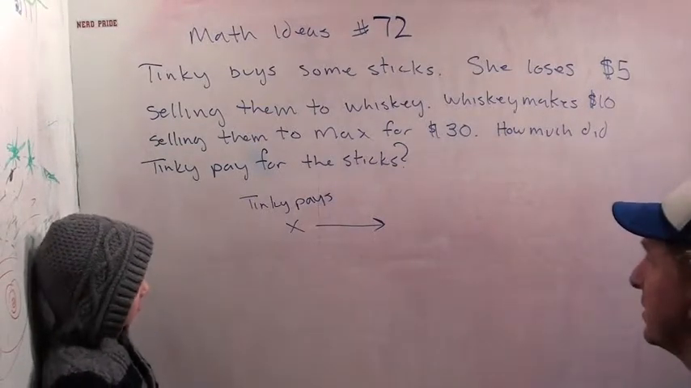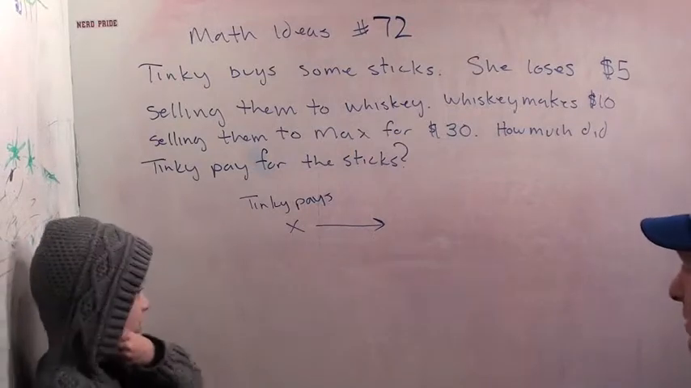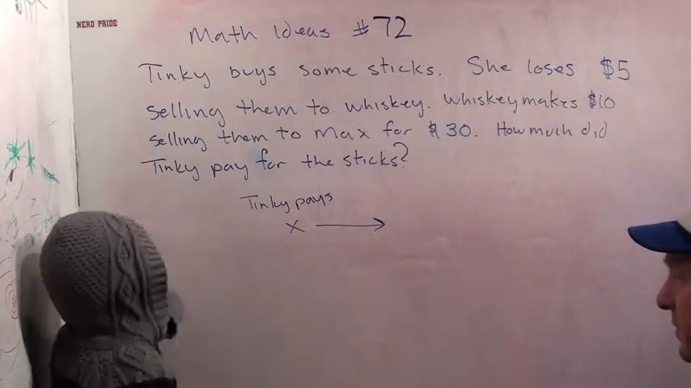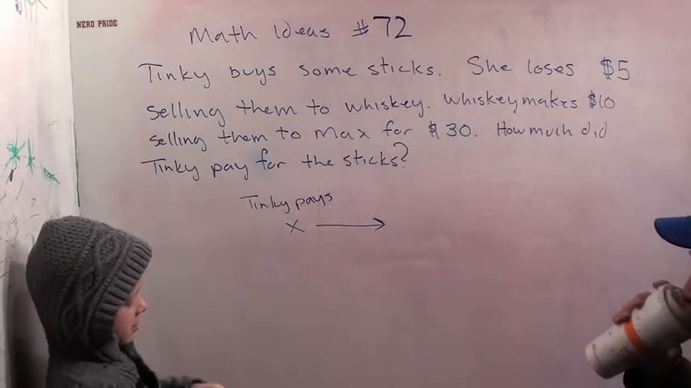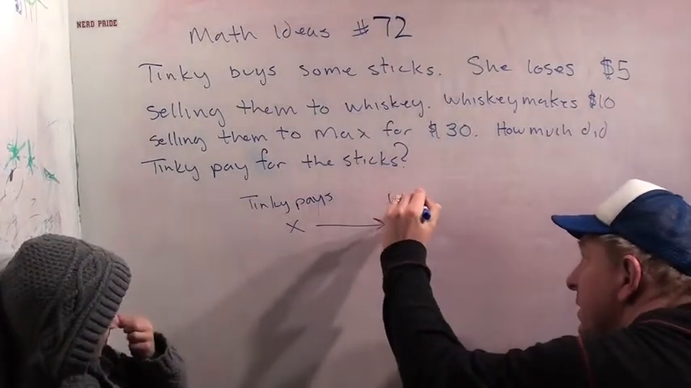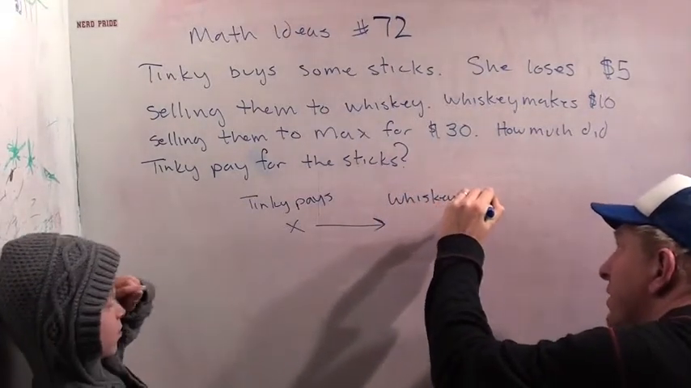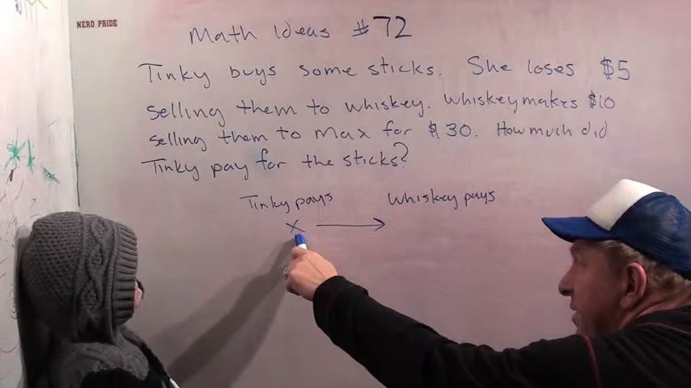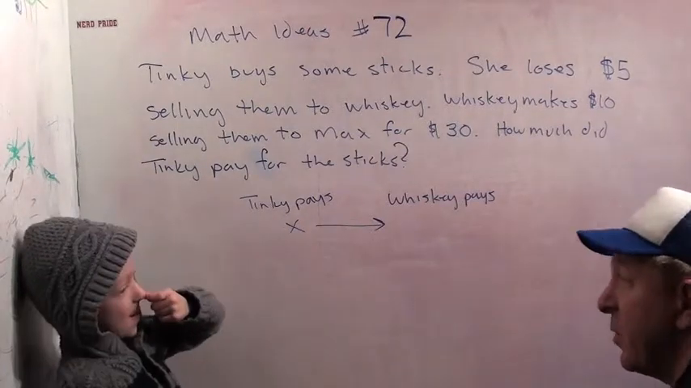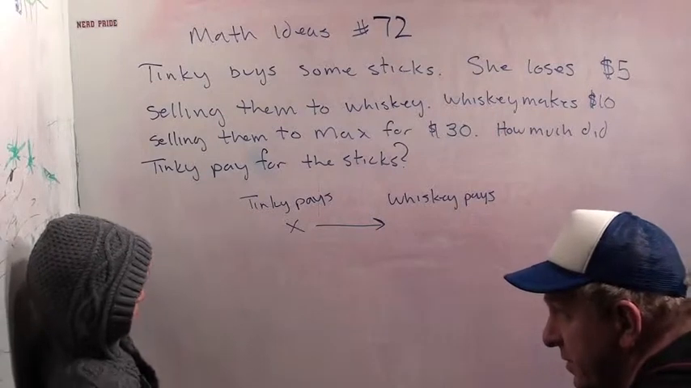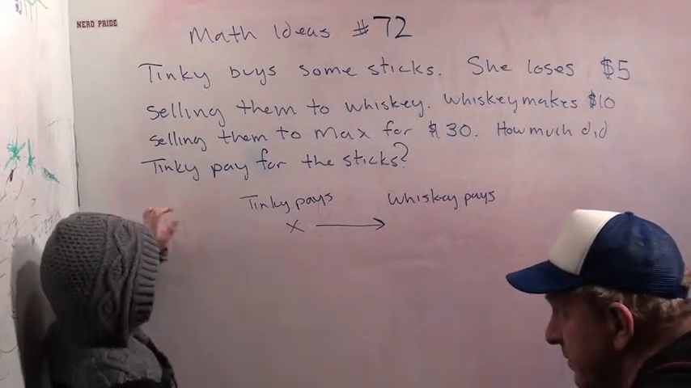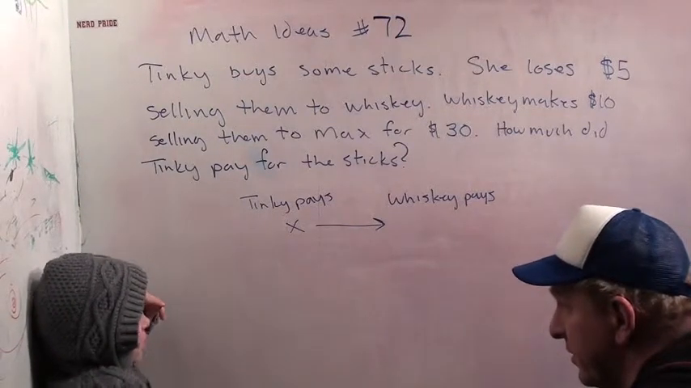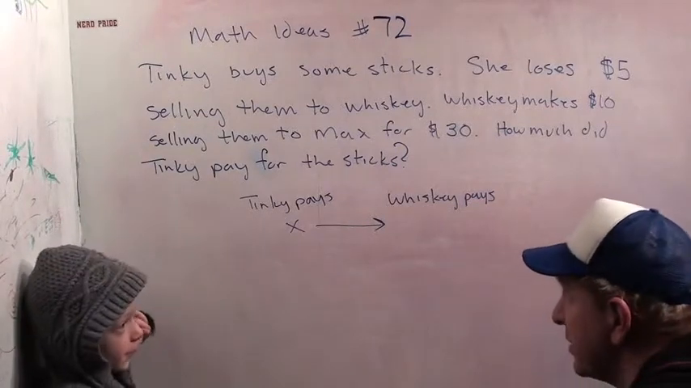What's the next thing that happened? She loses $5, so she loses 5x. Well, she loses $5 doing what? $5 selling them to Whiskey. Okay, so Whiskey pays. So she loses $5, so that means she sold them to Whiskey for $5 less than she paid. So if she paid $20, how much would she sell them to Whiskey for? $15. If she paid $35, how much would she sell them to Whiskey for? 30, that's right. So we always have to subtract 5.